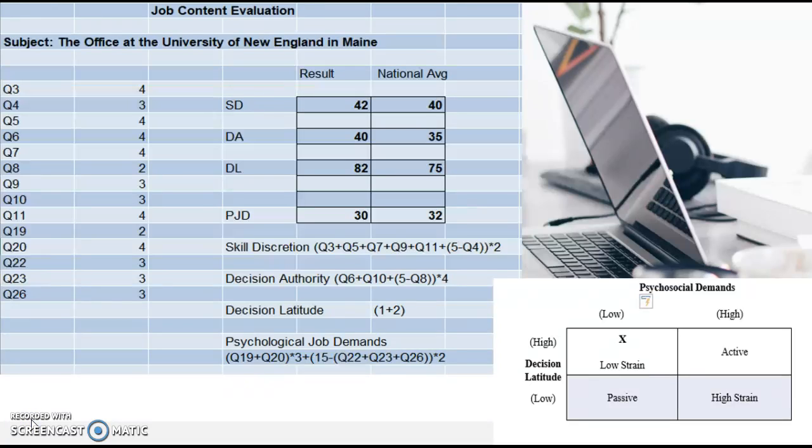On the bottom right-hand side of the slide, you will also find the demand control model. It discusses decision latitude and psychological demands. Upon analyzing the job at the University of New England office site, we find that the work environment has a low strain to its employees. Having a work environment with low strain means lower occupational injury and high levels of satisfaction, which is the ultimate goal for employees.